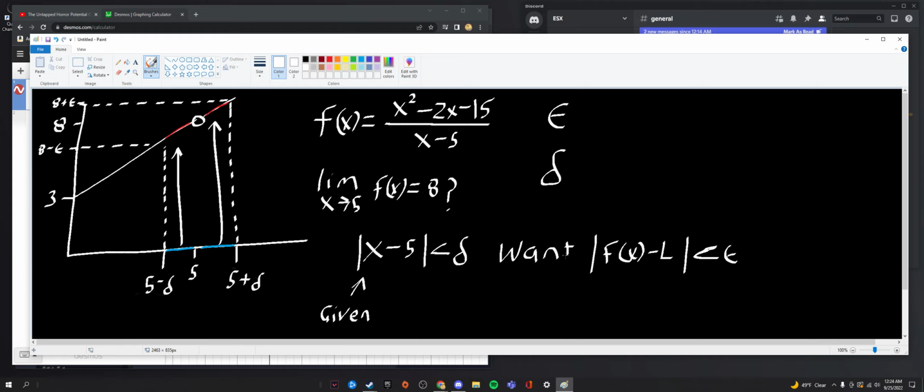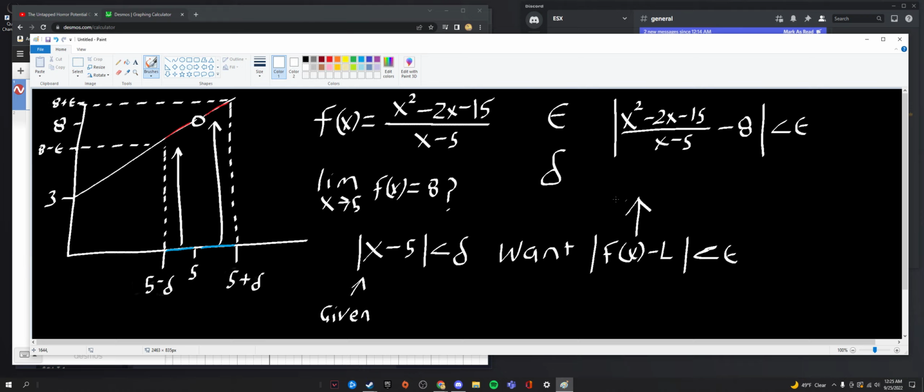So how do we actually get it to be this? Well, first, let me rewrite this one. f of x, we know, is x squared minus 2x minus 15 over x minus 5, so I'm going to write that. x squared minus 2x minus 15 over x minus 5. In this case, L is 8, our limit point. So, minus 8. We want the absolute value of this to be less than epsilon.